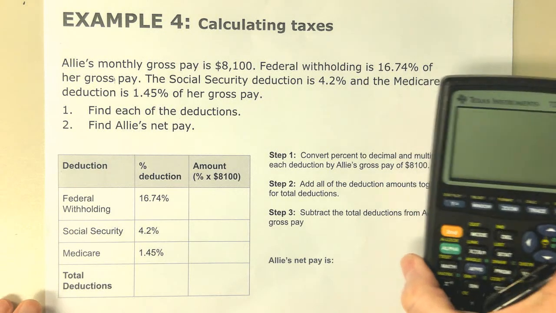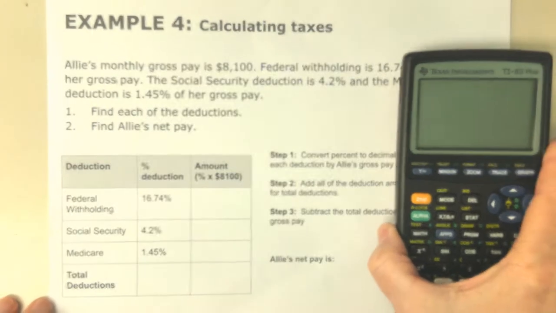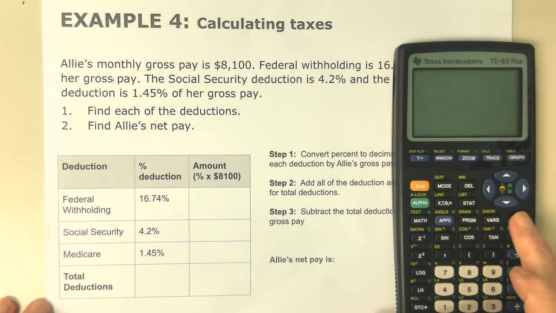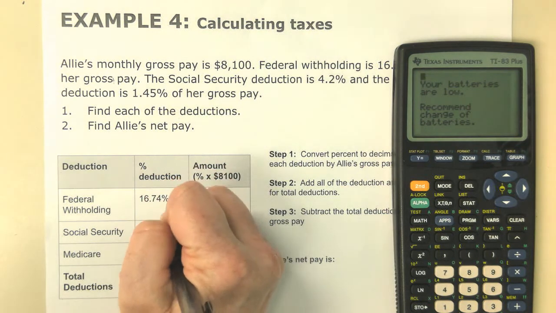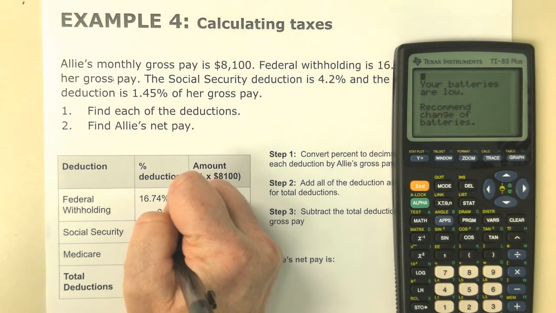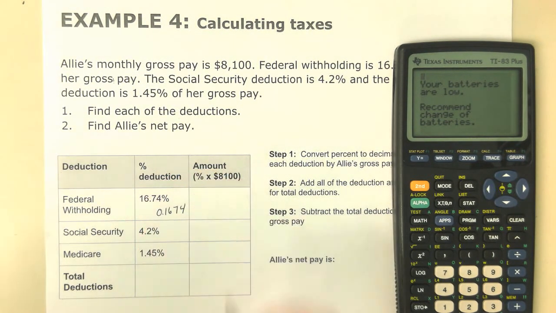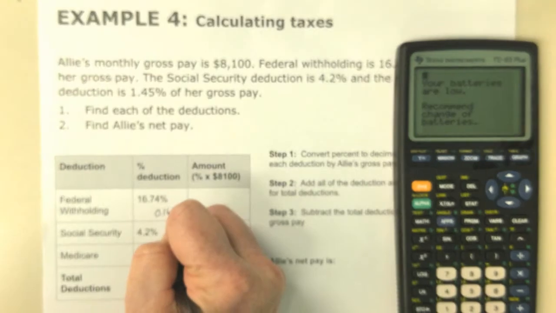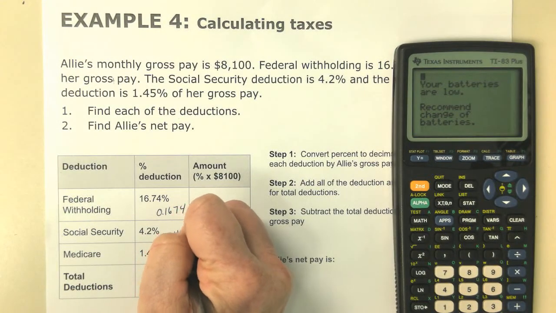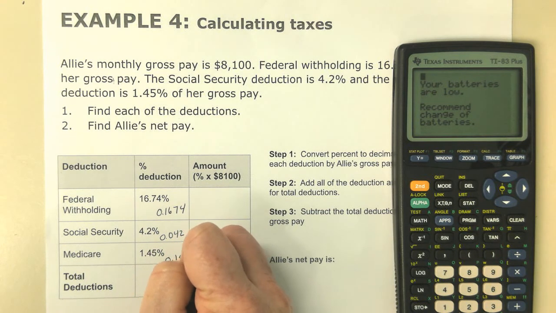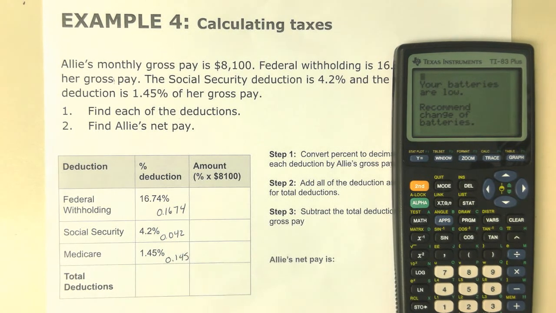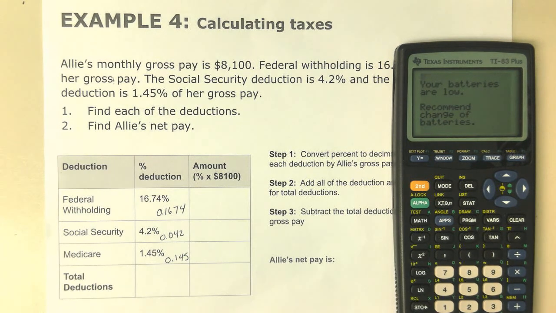So let's do that. Remember, we're going to use the percents in decimal form. So let's see, I'm just going to write it here. 16.74 is 0.1674. 4.2 is 0.042. And 1.45 is 0.0145. So we all have a clear understanding of the decimals.